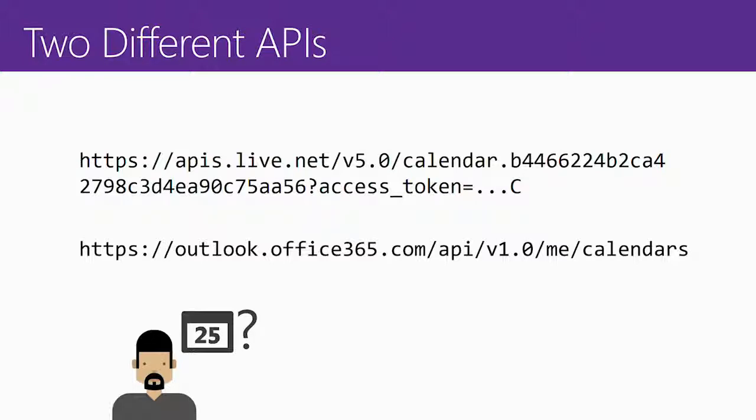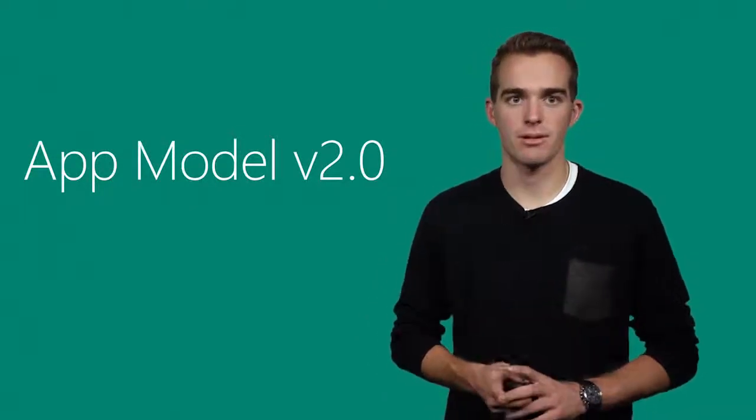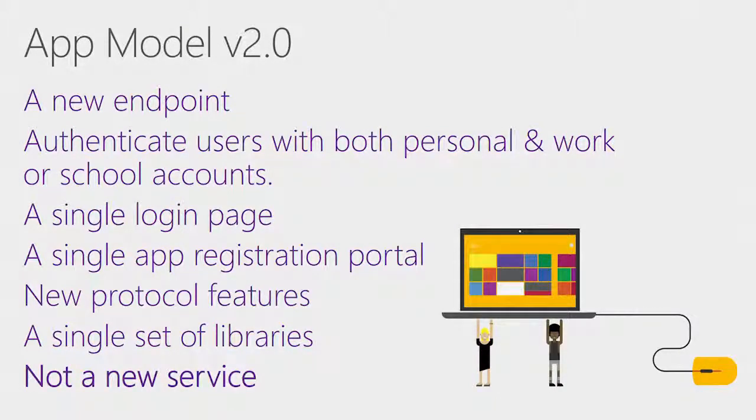It makes life pretty hard for the developers that want to span both the consumer and organizational spaces. So what we're doing to ease the pain for some of these challenges for developers is introducing what's called App Model v2.0. App Model v2.0 is the union of the Microsoft account and Azure AD authentication services.